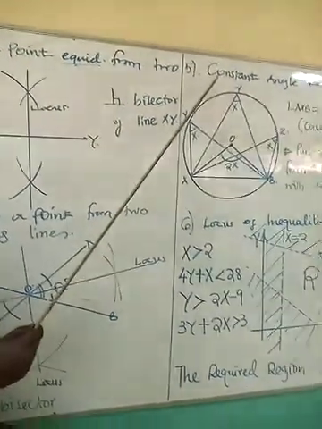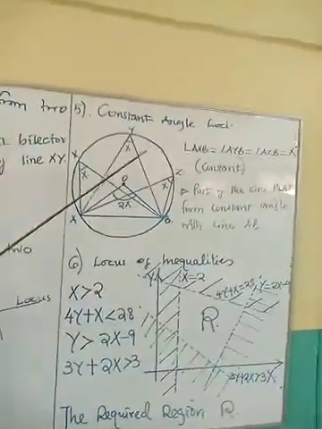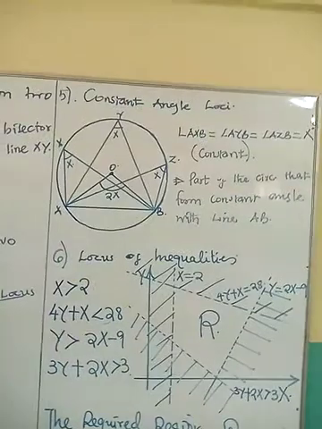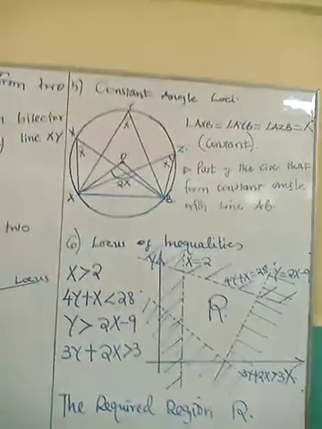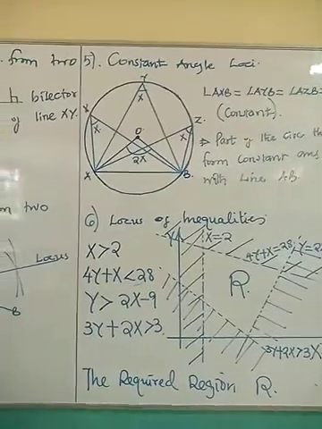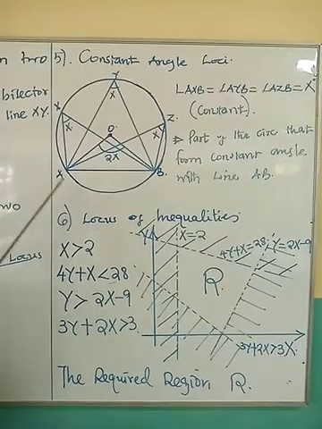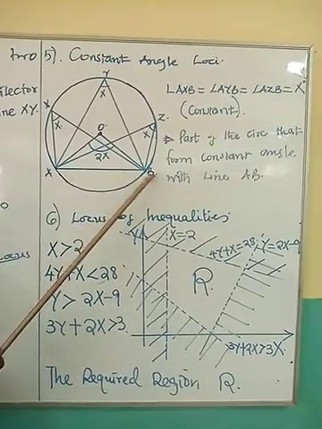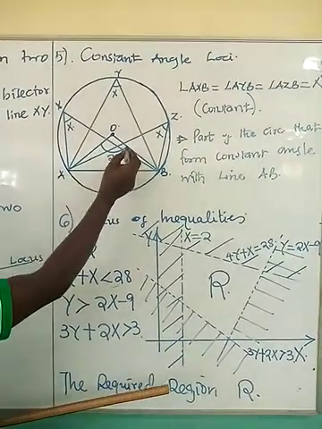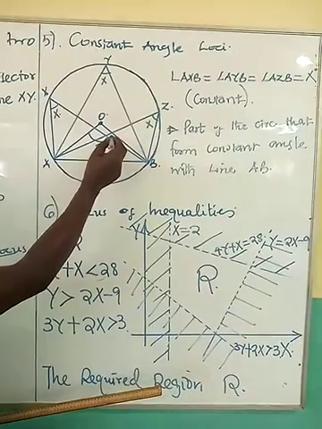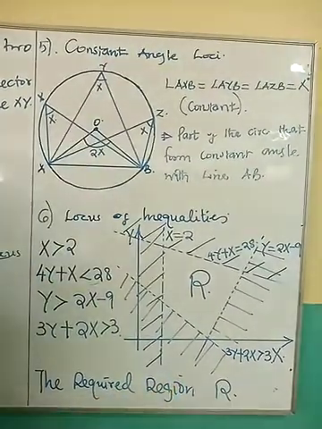My fifth type of loci, I call it the constant angle loci. And this constant angle loci is borrowed from Form 2 work. And this is what it says: since we have a chord AB, chord AB will subtend an angle at the center, which is twice the one subtended by the same chord at the circumference.